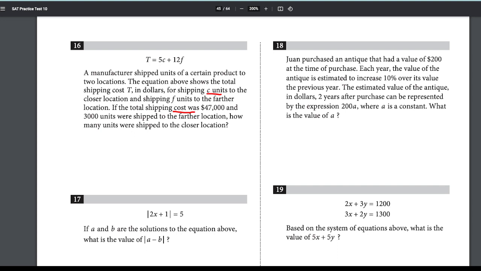So I believe, let's see here. Well, T is the total shipping cost in dollars. So that's our T value. 3,000 units were shipped to the farther location. So that's F. And they're asking us how many units were shipped to the... Okay, so we don't even have to make a second equation. We have everything we need. So our T is 47,000 equals... we don't know what our 5C is, so I'll write that as this, plus 12 times our F value, which is the number of units shipped to our farther location, which is 3,000.